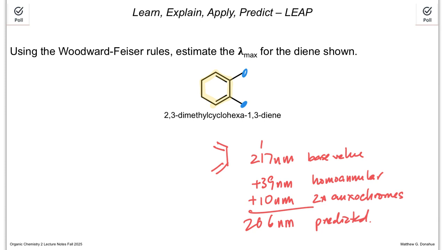That would be our predicted. Any questions? So again, 266 hasn't broken through the 400 nanometer threshold yet. So if you had a bottle of this stuff, you would not expect it to have a color to it.